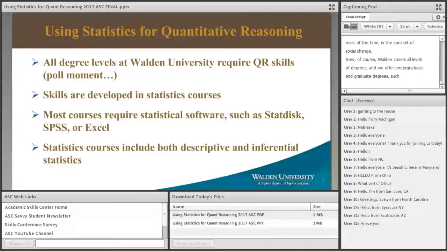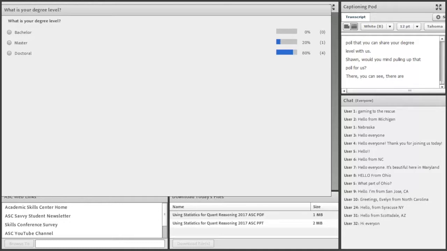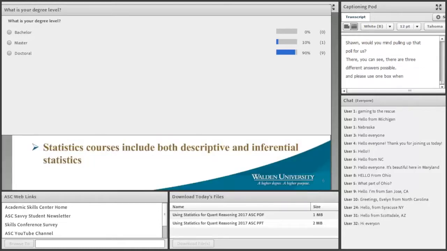Now, of course, Walden covers all levels of degrees, and we offer undergraduate and graduate degrees, such as master's and doctorate degrees. And I'm pretty sure we'll probably have people from across the 3 degree levels. As a matter of fact, Sean has created a little poll for us that you can use to share your degree level with us. Sean, would you mind pulling up that poll for us? There are 3 different answers possible. And please use one box when you fill it out. And if you like, you can also tell us in the chat box what kind of subject you're studying and what specialization you've chosen. We'll give you a moment to fill out the poll.